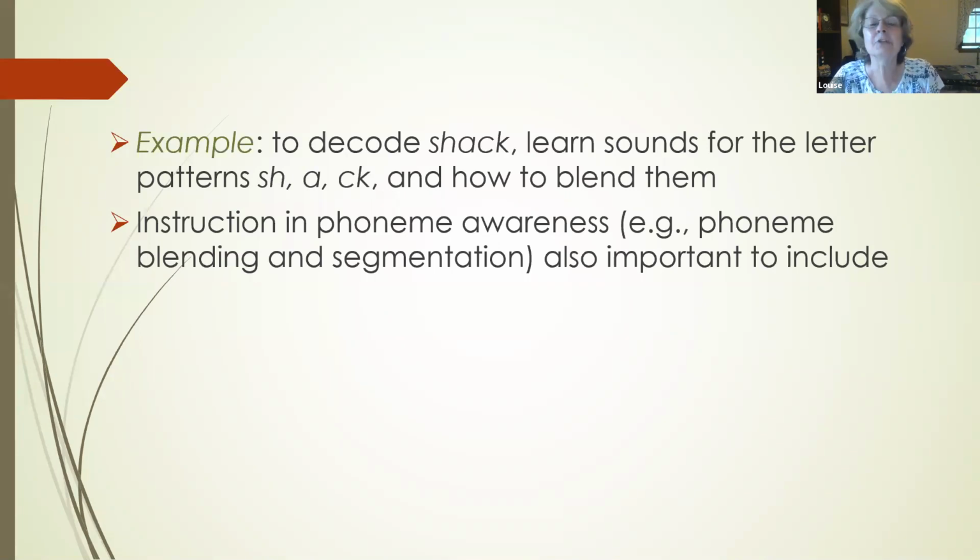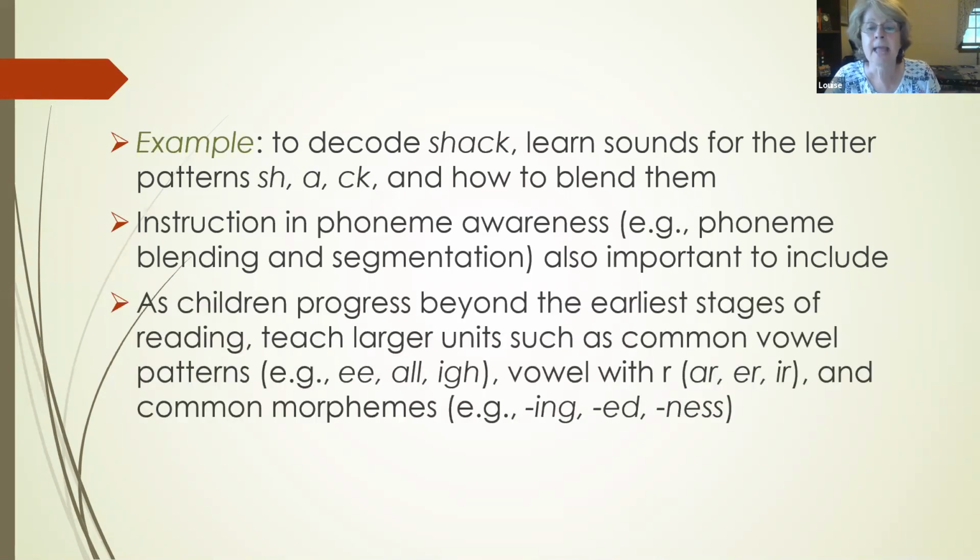not the word, right? So children always in English, or maybe not always, but certainly from very early on, have to learn letter patterns. But the point is, the instruction is at the level of phoneme. So sh is a phoneme, k, as represented by ck, is a phoneme. And then children are learning how to blend those. Now, eventually, children do have to learn larger units. So common vowel patterns, vowel with R, and common morphemes like the common suffixes ing and ed. So those have to be taught as well. But those would usually be taught slightly later, not right at the very beginning.